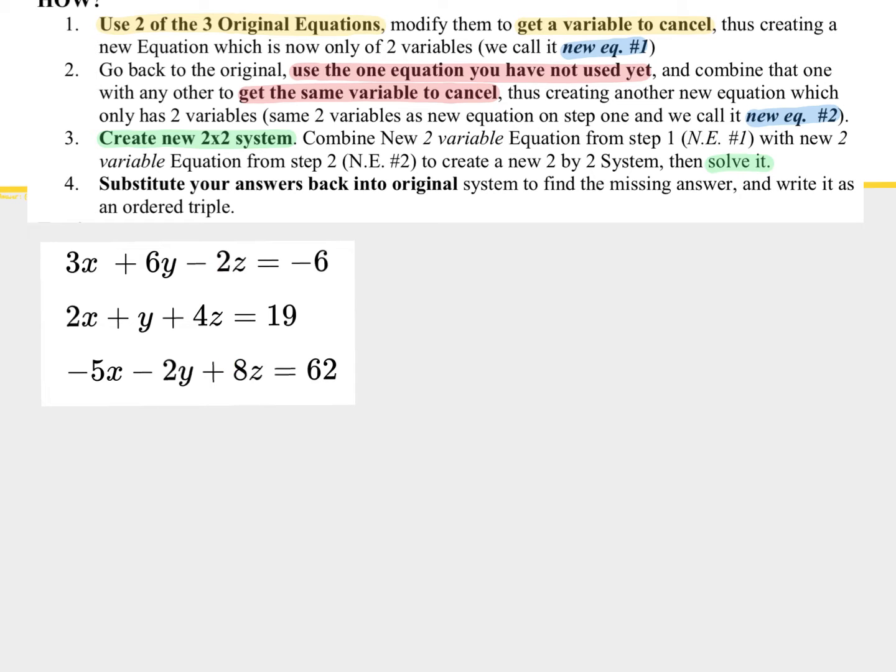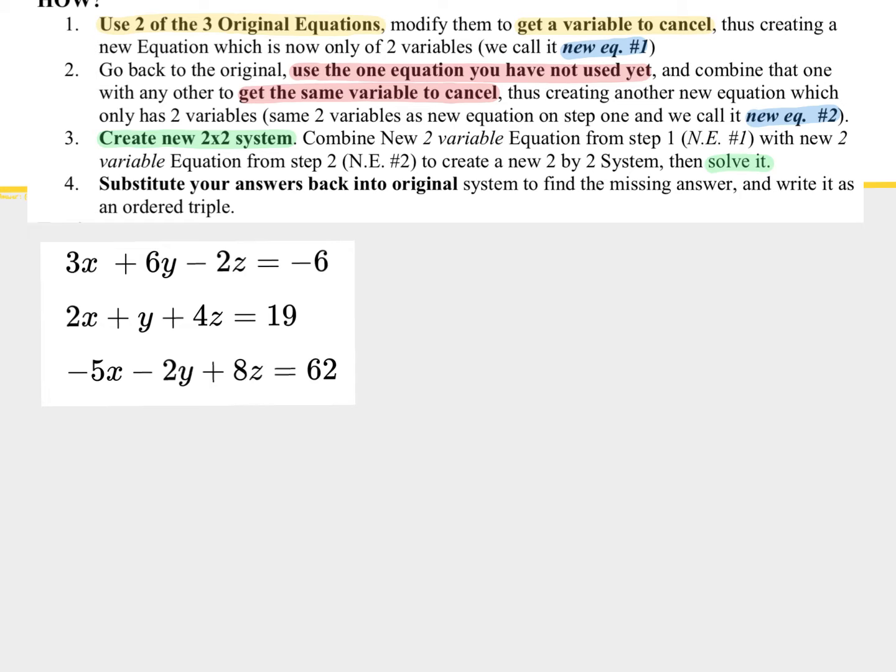And obviously you want to pick the easier path. Which one do you think is easier to cancel? The x's, the y's, or the z's? Y's. Y's are good. Z's are also good. X's also fine, but I think y is the easiest. And it says not only pick two equations, but what variable you want to cancel. You guys already told me y's.